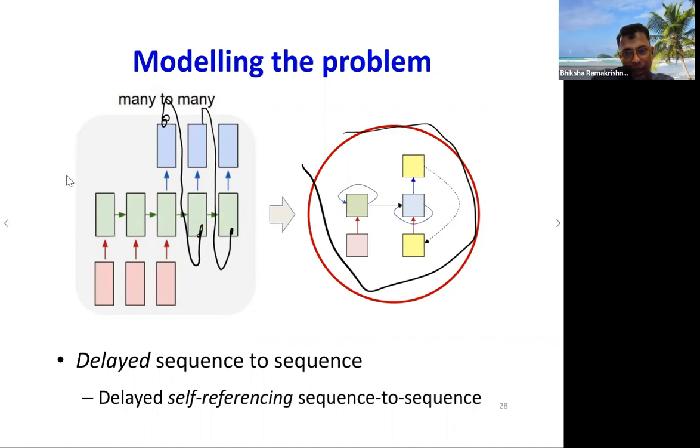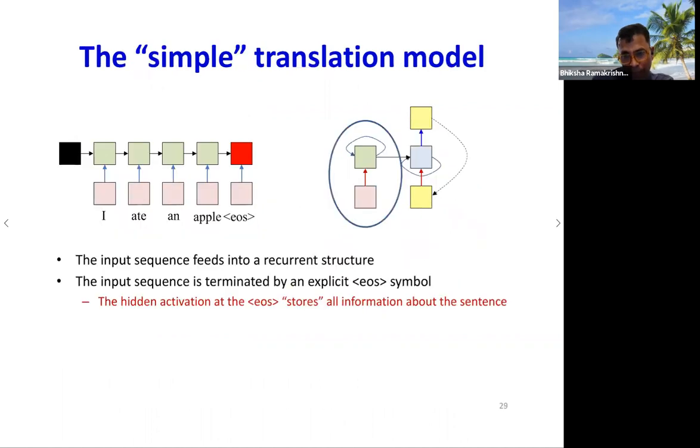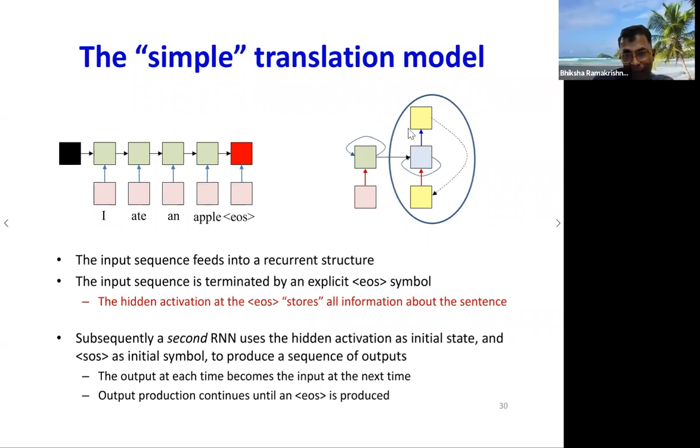Okay. So this is our simple translation model. I'm calling it a translation model because it translates an input to an output, and I'll use language translation as an example of this. It has two parts. The first part is this recurrent structure. We feed it an input sequence, and the input must have a definite termination. So if the input is a sequence of words, it must terminate with an end of sentence marker. The hidden activation at the final output is assumed to carry all the information about the entire input sequence. Thereafter, a second RNN uses the final hidden activation from the input as the initial hidden state. It takes in the hidden state and an initial start of symbol marker and recurrently generates new words.